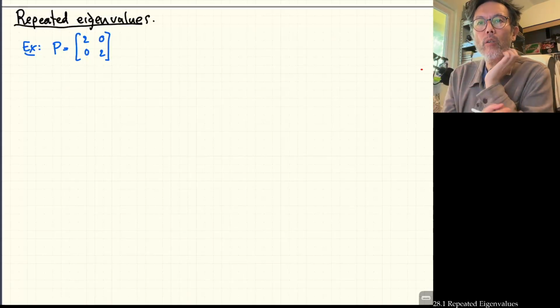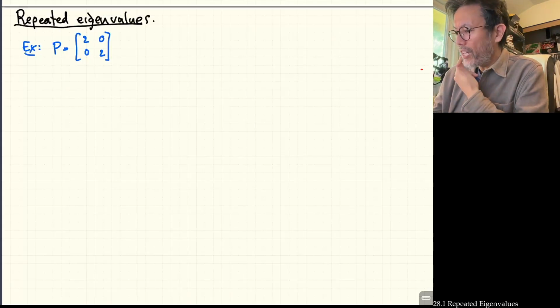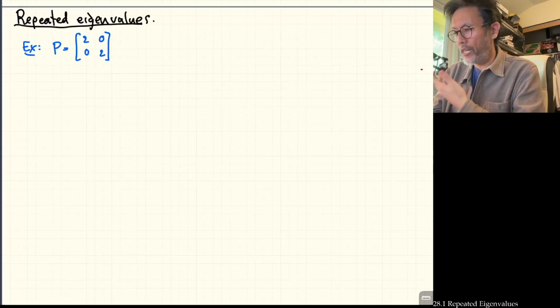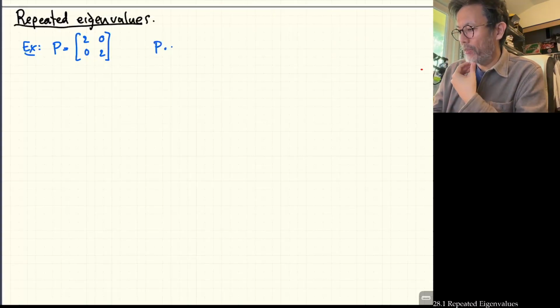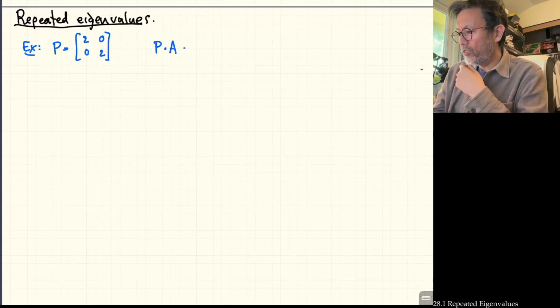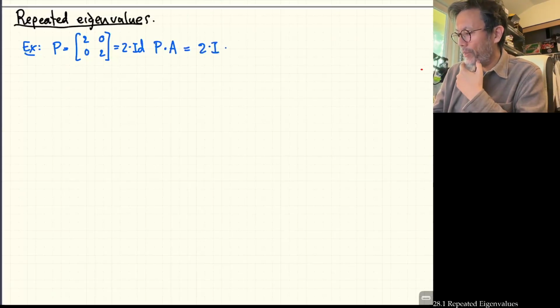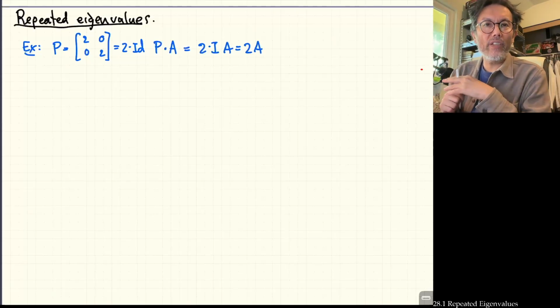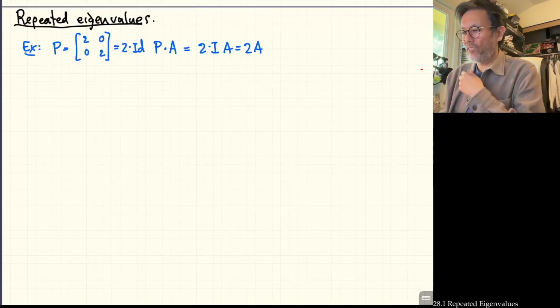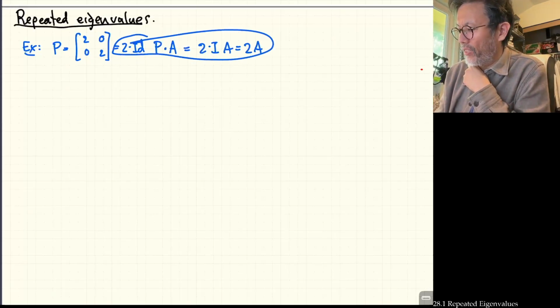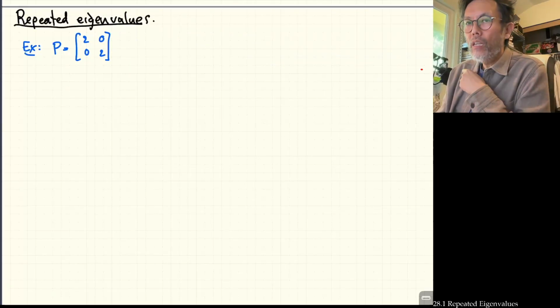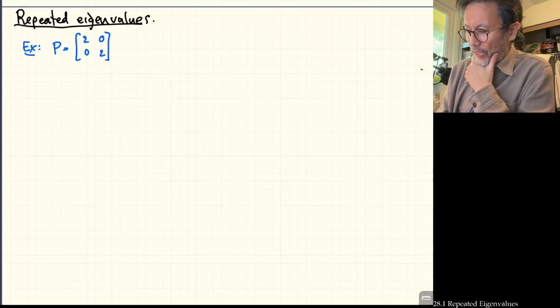The reason why it's sometimes called a scalar matrix is because if you take any other matrix A and multiply P times A, this is just the same thing as 2 times the identity times A, which is just 2A, in other words, just doubling all of the entries of A. So we sometimes call this a scalar matrix. Anyway, none of this is terribly important. Let's think about the eigenvalues of this guy.